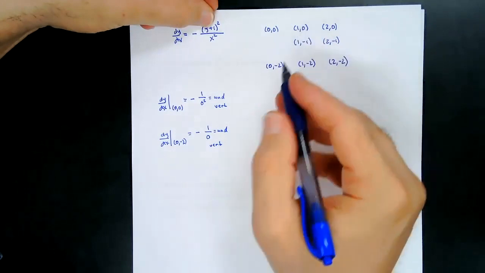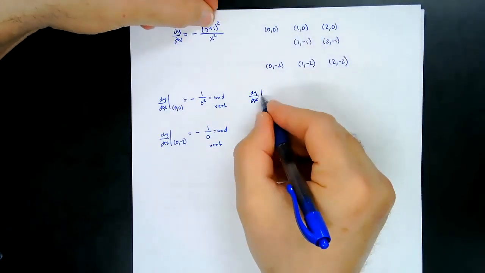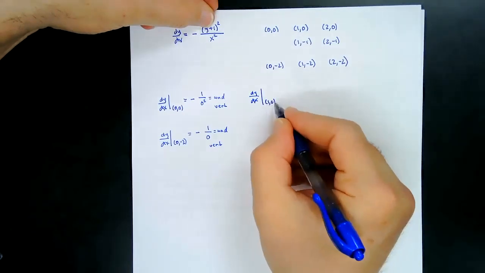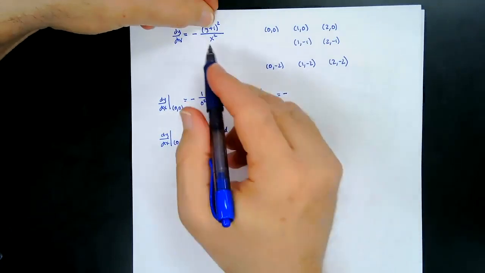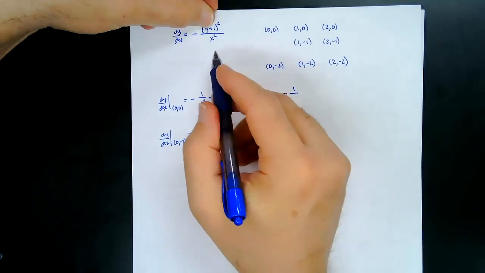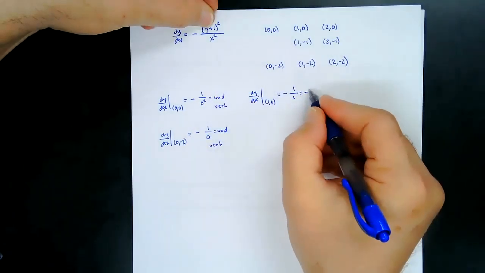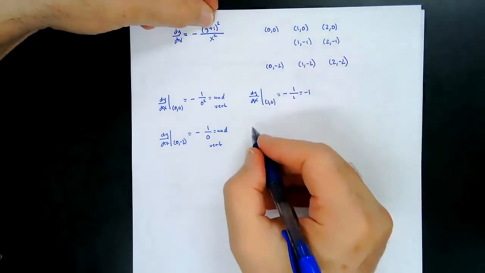Okay, now the point 1, 0. So dy over dx at the point 1, 0. Okay, so that's going to be negative from that negative right there. 0 plus 1 is 1, squared is 1, over 1 squared would be 1, so that'd be negative 1. So we're going to need to draw a slope of negative 1 for that point. And then 1, negative 1.